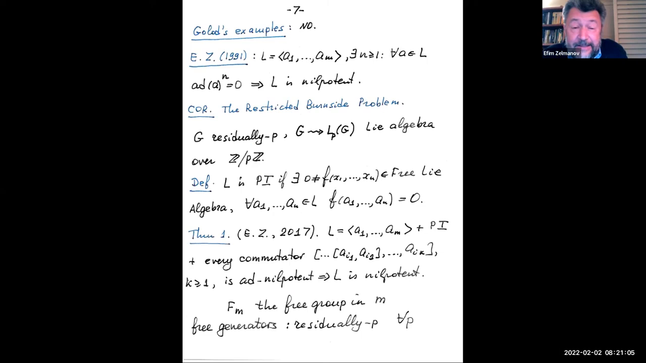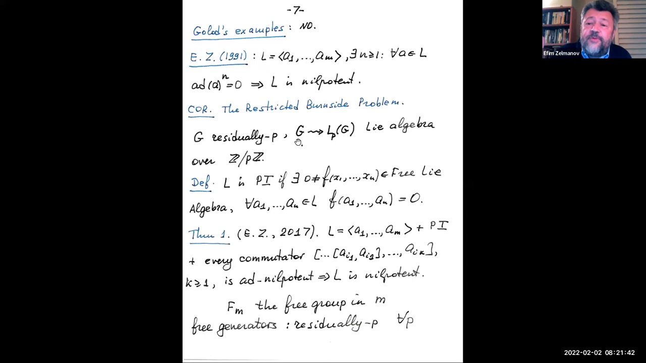Again, the same Golod examples are counterexamples. However, in 1991, I proved that if L is a finitely generated Lie algebra, every element is ad-nilpotent and all these n's are uniformly bounded from above, so there exists the same n for all elements, then yes, the Lie algebra L is nilpotent and finite dimensional. And actually, this theorem implied the positive solution of the restricted Burnside problem, because it had been reduced by Hall and Higman to p-power groups.